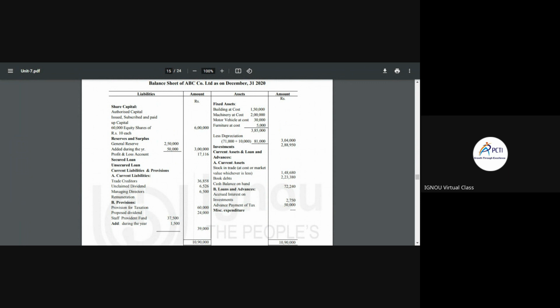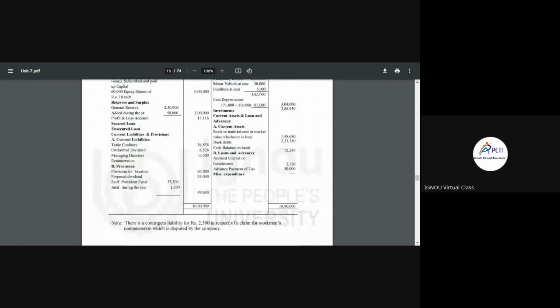Then we have current liabilities and provisions. In the current liabilities, we have trade creditors, unclaimed dividend, managing director's remuneration. And in the provisions, we have provision for taxation, proposed dividend, staff provident fund, and we add the particular staff provident fund during the particular year. And both the sides we have 10 lakh 90,000.